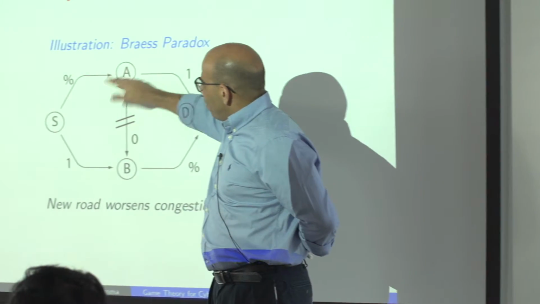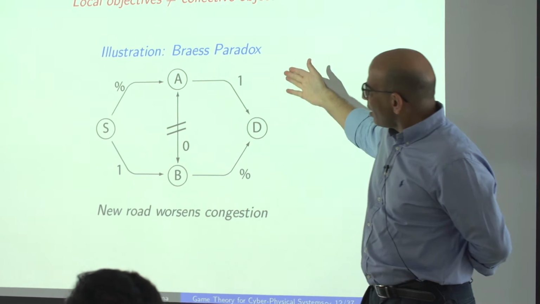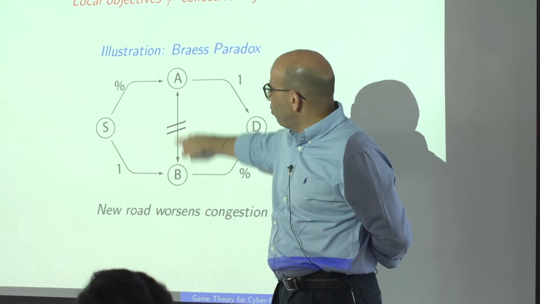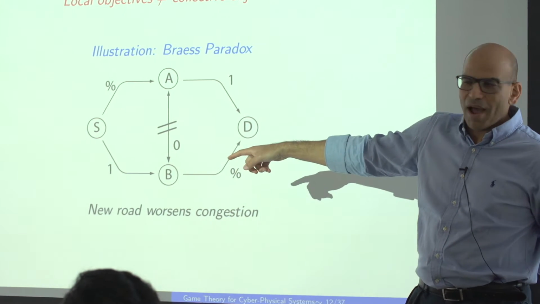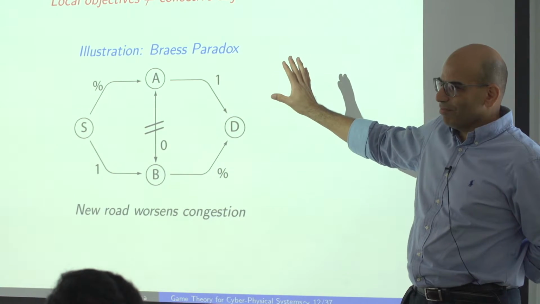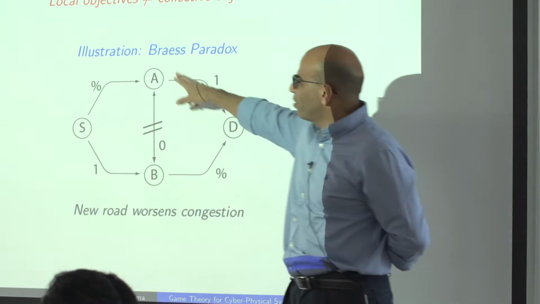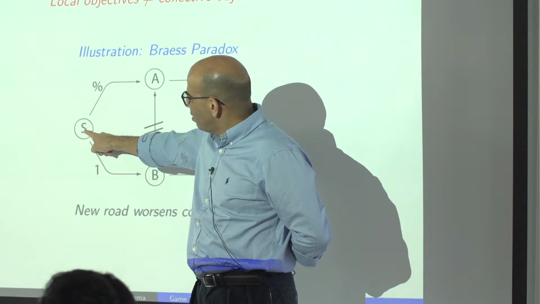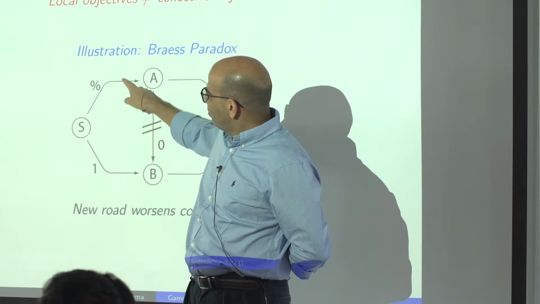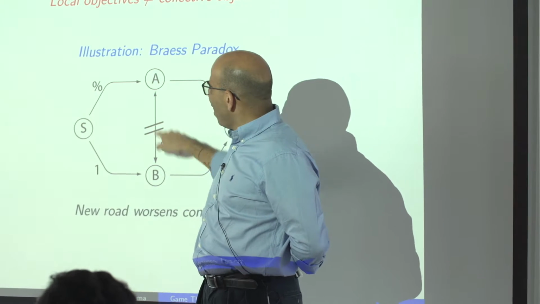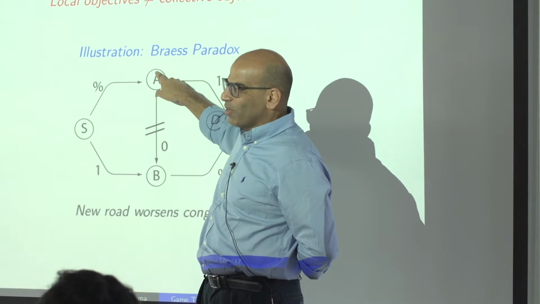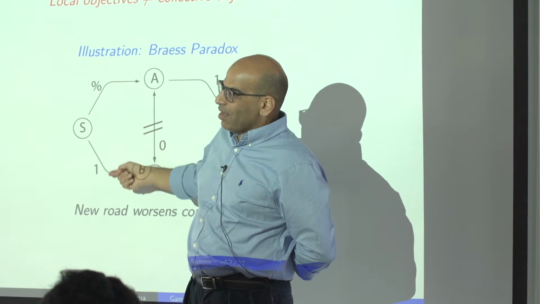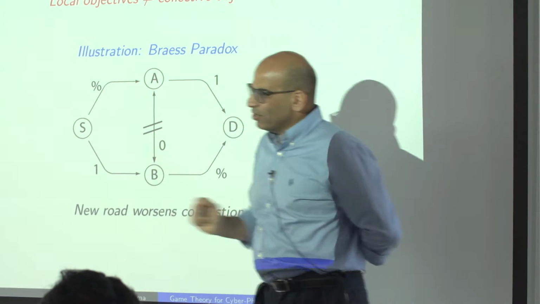Now, here's the Braess paradox. Someone says, let's build a superhighway between nodes A and B, and it's such a superhighway that the congestion is 0. So it's free to transport between A and B. So now you are an individual. Which road would you take? Once you go to A, you can switch to B. Once you go to B, you can switch to A. So it's inconsequential. You're only worried about the congestion here. So which has less congestion?